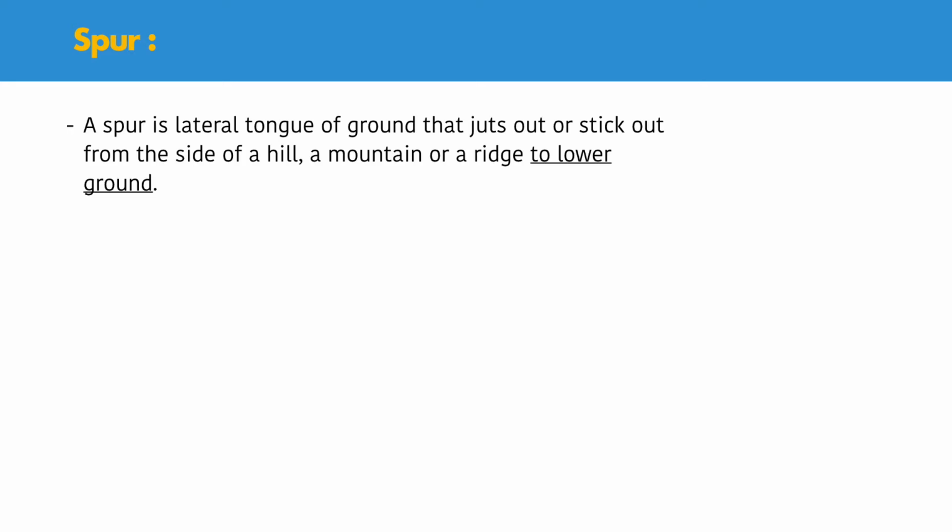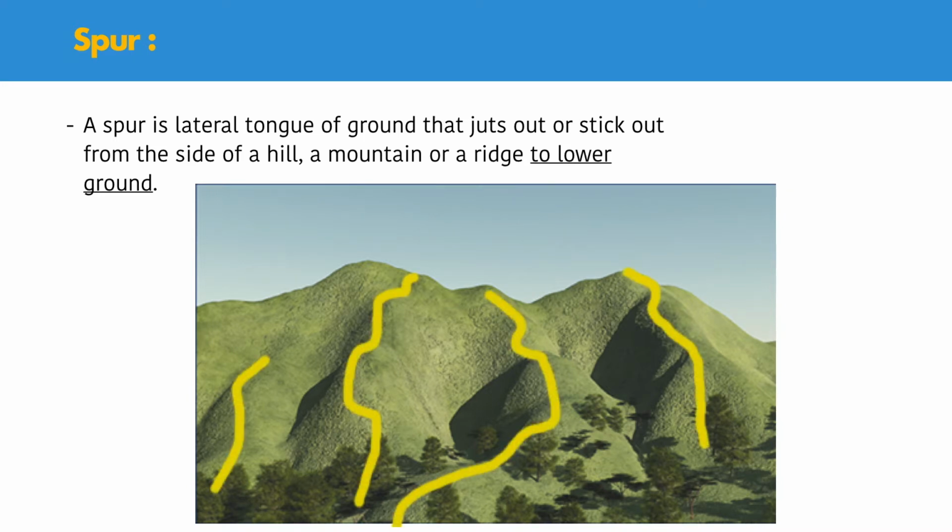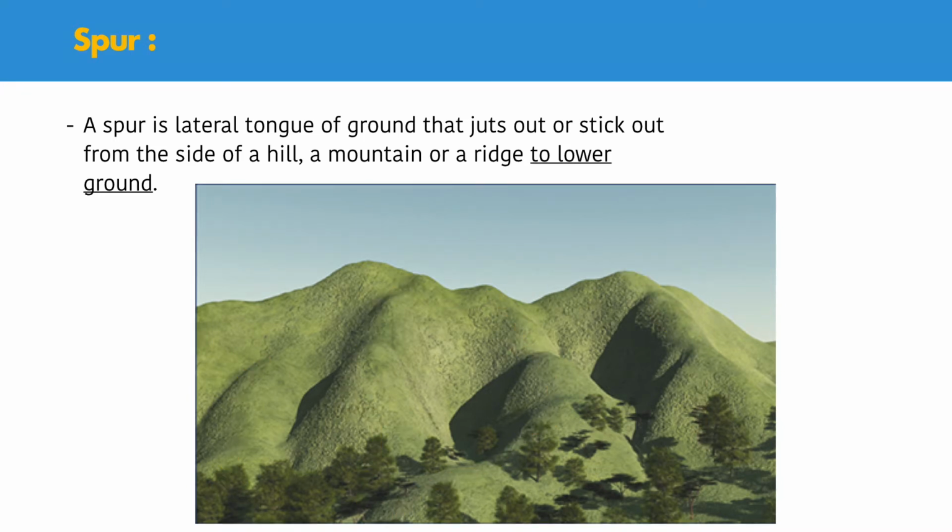Spur. A spur is a lateral tongue of ground that juts out or sticks out from the side of a hill, a mountain or a ridge to lower ground. Usually it has steep sides. Sometimes spurs are what help hikers walk down from or get up to a mountain top. These are some examples of a spur. So here we have four spurs that stick out from a ridge.